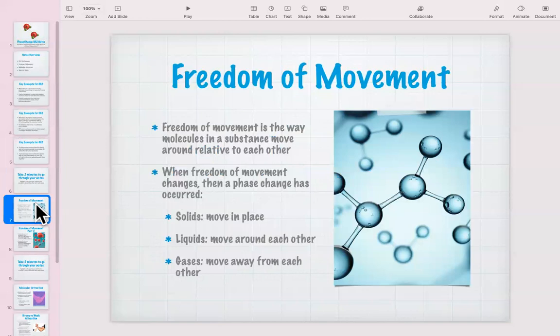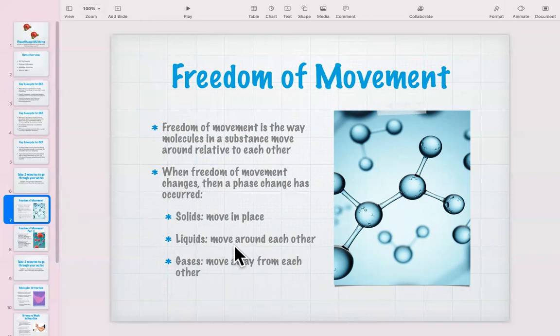So let's talk about freedom of movement. I know I use that term a lot in our key concepts. Freedom of movement is the way molecules in a substance move around relative to each other. We've already kind of covered this without giving it the phrase freedom of movement. But when freedom of movement changes, then a phase change has occurred. Solids move in place, liquids move around each other, and gases move away from each other.